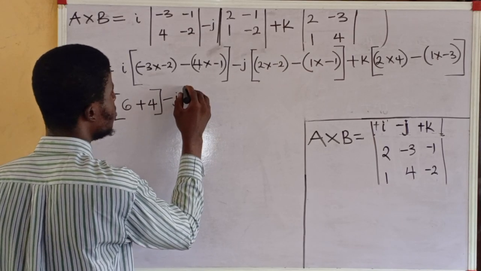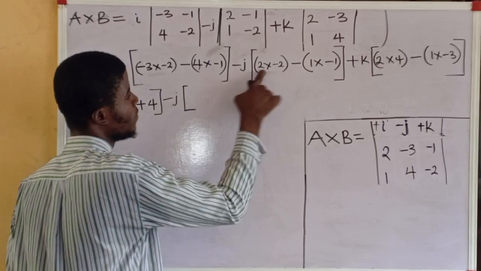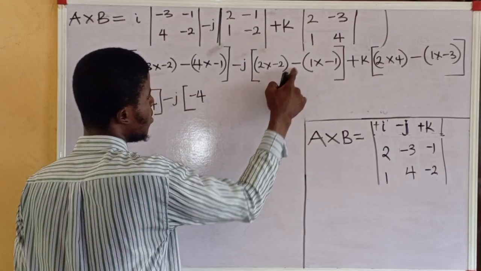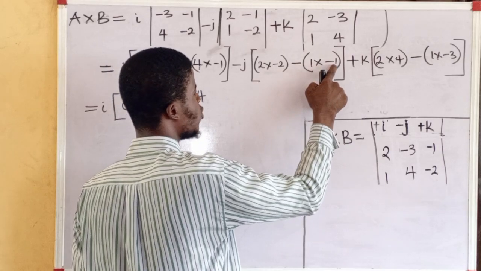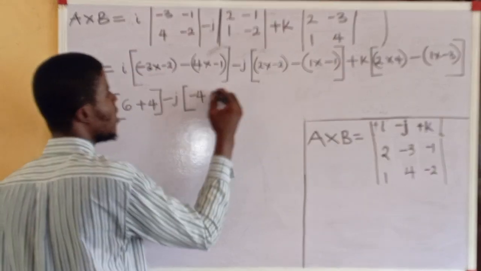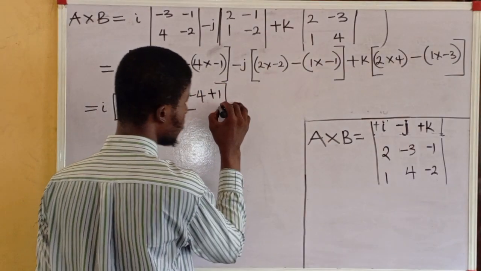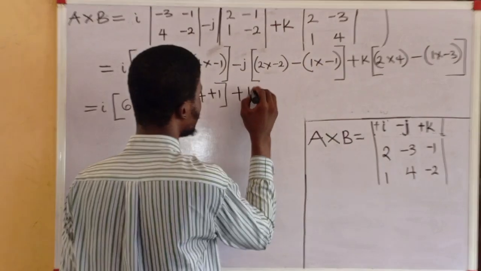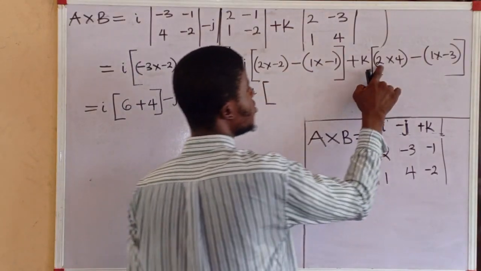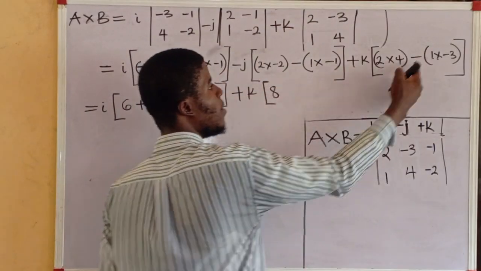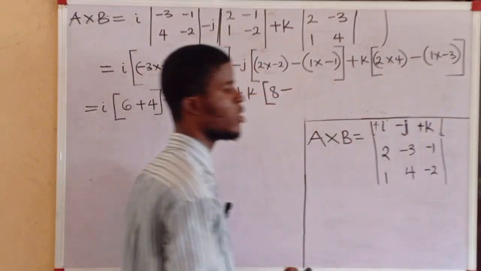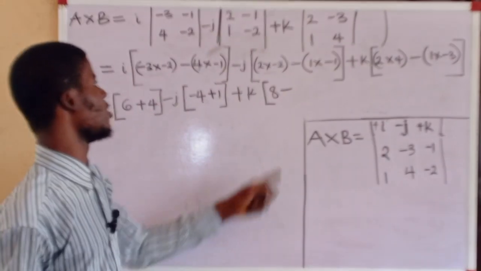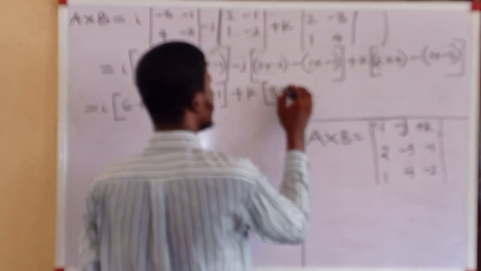Minus j into, this is minus 4. Minus, we have minus 1 here. 1 times minus 1 is minus 1, times this minus 1 outside, that was a plus 1. Plus k, this is 8. Minus, this is minus 3, right? 1 times minus 3 is minus 3. Okay, times the minus outside, that will be a plus 3.